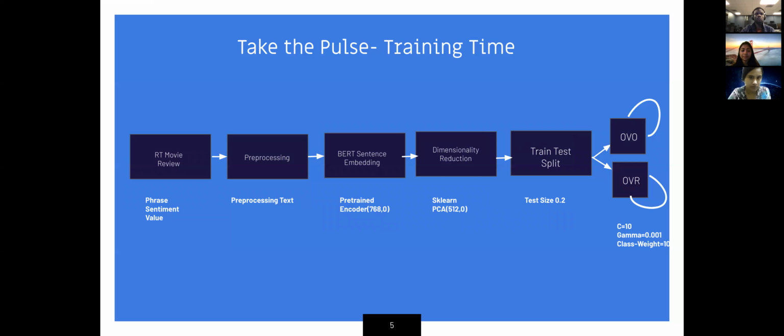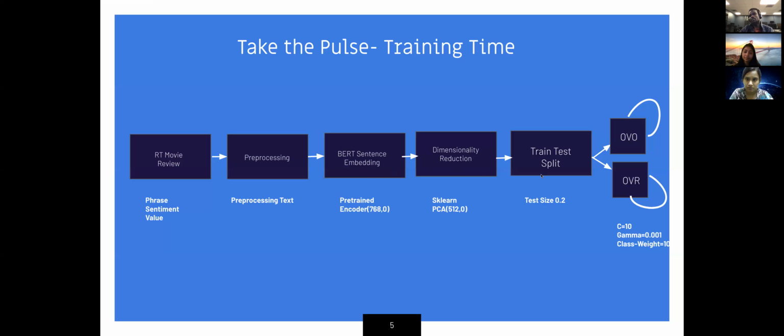We have these phrases which we pre-process, taking care of things like unnecessary white space, punctuation, and numbers, just getting those out of the way. Once we have the pre-processed text, we run it through a BERT sentence embedding, which encodes each phrase into a vector of shape 768. Then we do some dimensionality reduction through PCA. Scikit-learn has a good library for that, and we get a vector of shape 512, which turns out not to be that bad because we keep most of the variance, about 99%. So there isn't any real loss of information.